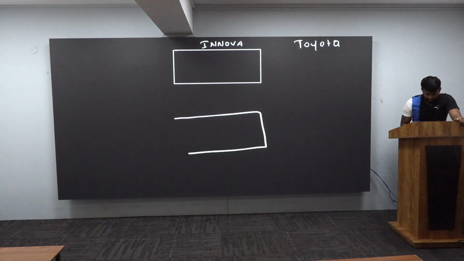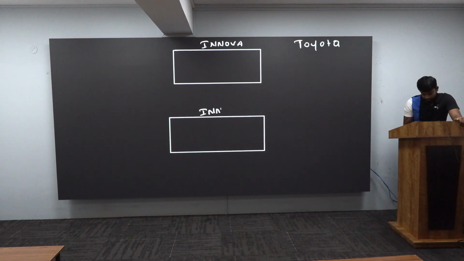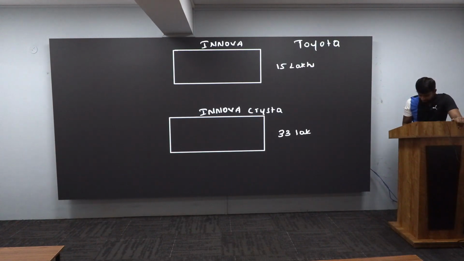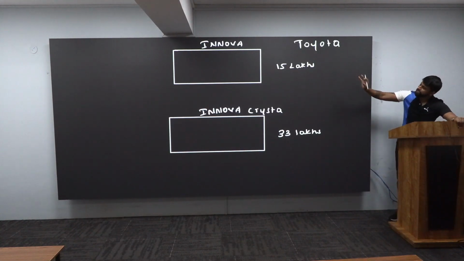Maybe 5 or 6 years before, they created another car. Which car, sir? Innova Crysta. Okay, now tell me, what is the pricing for the normal Innova, the first Innova? 15 lakhs, high end. And what about Innova Crysta? 33 lakhs. Very good. Now tell me, what is the difference between Innova and Innova Crysta?